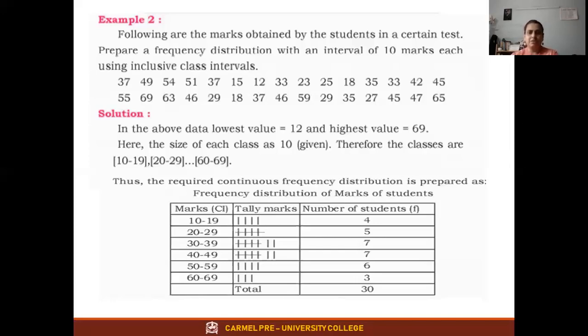Then you put the tally marks as usual. So be careful. Inclusive he has told you. So don't write 10 to 20, 20 to 30. It should be 10 to 19, 20 to 29.